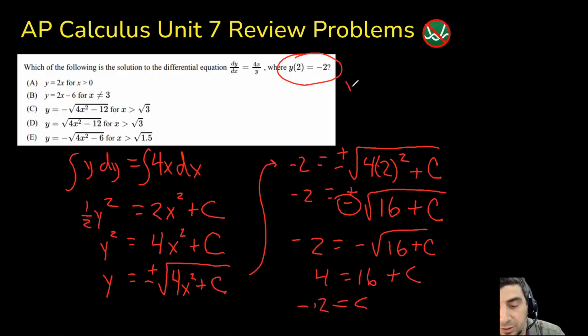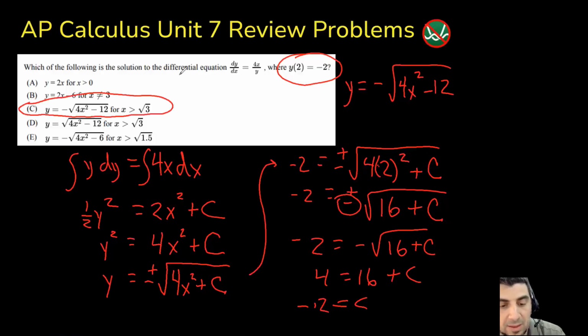So our particular solution would be y equals negative root 4x squared minus 12, which is choice C in this case. And they restricted the domain to be greater than root 3 because anything less than root 3 is going to give you a negative under the radical.